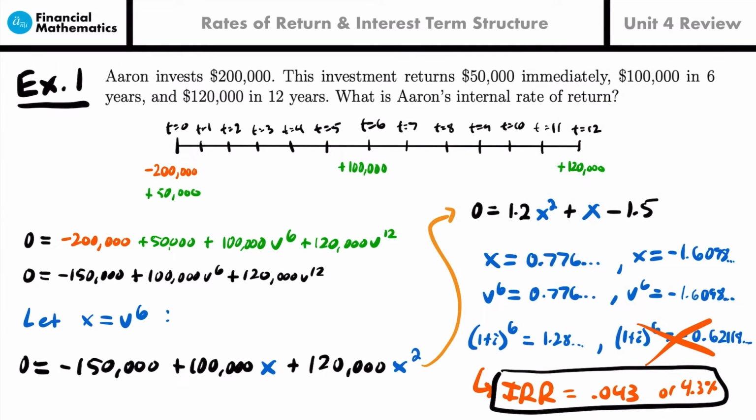All right, so if you've never seen that before, that's how that works. That's how you can do that. If you want to save yourself some time, that's probably going to be quicker in most cases than using the quadratic formula. Okay, but that's it for this example. Aaron's internal rate of return is 0.043 or 4.3%, and so we have completed our first review problem. Let's take a look at the next one.